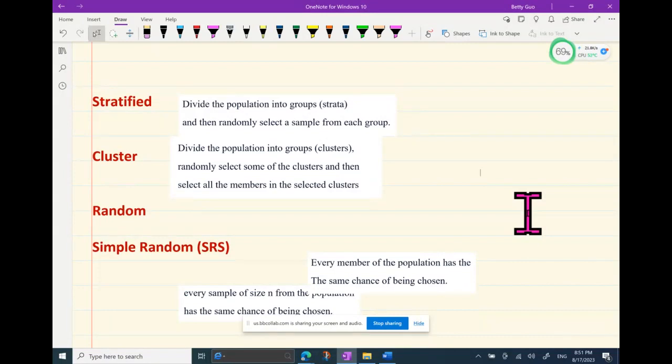For example, I go to the same university. I want to get a sample of 1,000 students. I divide all the full-time students into 4 categories or classes: freshman, sophomore, junior, and senior. And then I randomly select 2 clusters, for example, junior and senior. And then I take all the members from those 2 clusters. That method gives us a cluster sample. Do you see the difference between stratified and cluster? It's different, right? Yes?